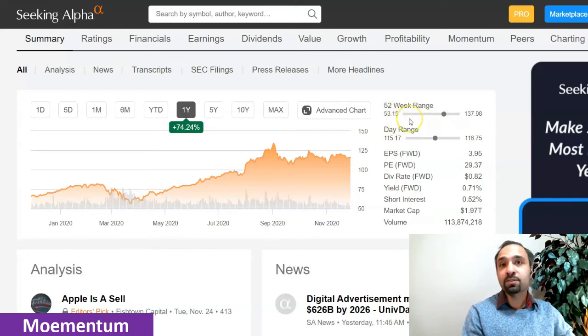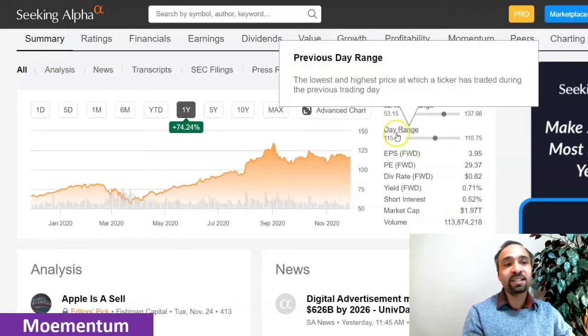This essentially tells you that within the past 1 year, the Apple stock has fallen as low as $53.15 and has gone up as high as $137.98. Underneath that, you also see the stock price range within that day.